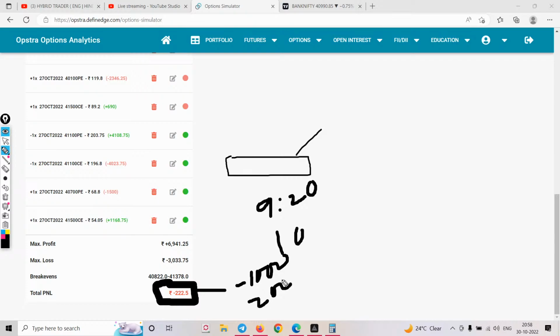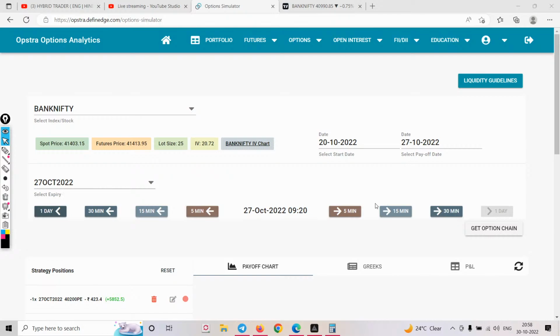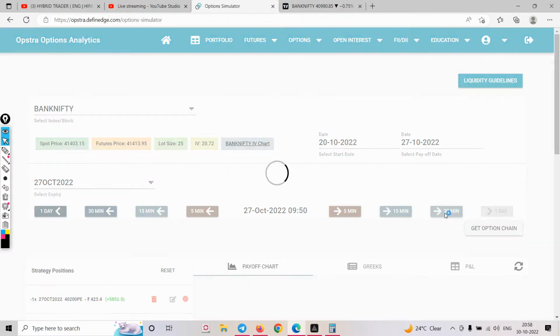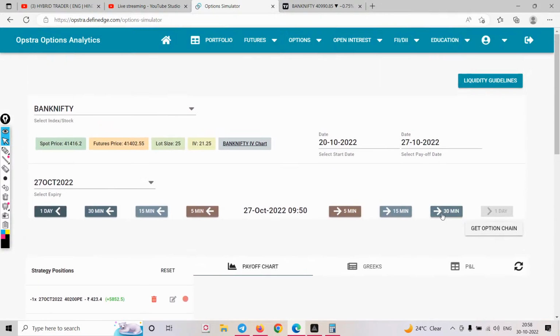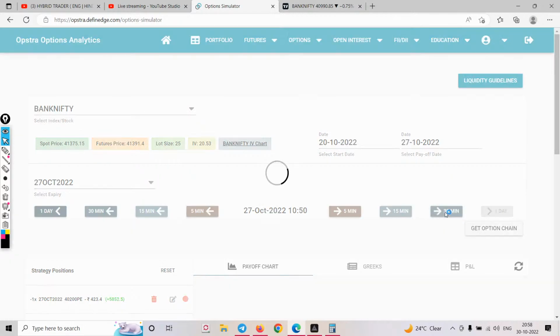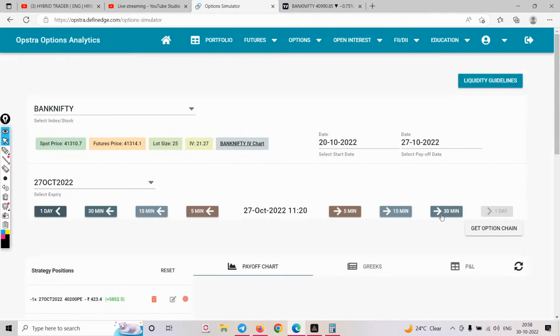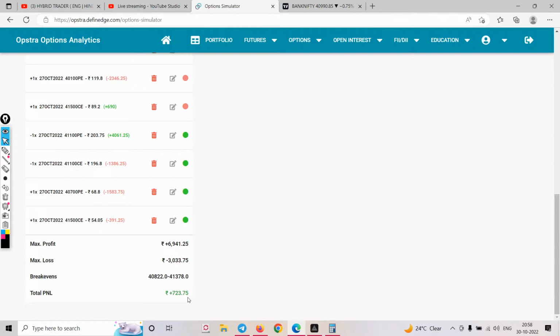Okay, let me take you 30 minutes ahead. Let me delete everything. Now I'll show you the loss. We are at 113. Absolutely okay. 30 minutes. We are at green now. Let's select 30 minutes again because the system is slow. We are at 1120. Check the profit. Slowly the profit is coming, 723.